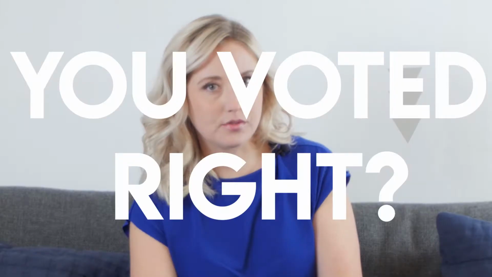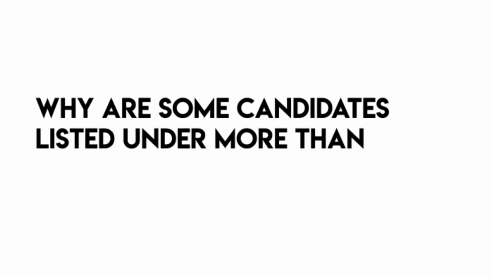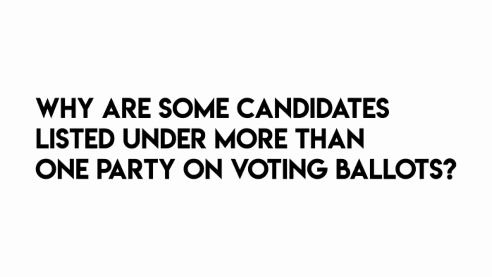So last week I voted in the midterm elections. You voted, right? So I researched my candidate. I looked up the 3 proposals for New York City. I was feeling pretty good. That is until I got into the voting booth and I saw that some candidates were listed under more than one party, which is the inspiration for this episode. Why are some candidates listed under more than one party on voting ballots?